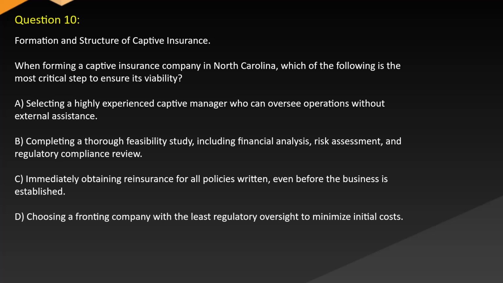Question 10. Formation and structure of captive insurance. When forming a captive insurance company in North Carolina, which of the following is the most critical step to ensure its viability? A. Selecting a highly experienced captive manager who can oversee operations without external assistance. B. Completing a thorough feasibility study including financial analysis, risk assessment, and regulatory compliance review. C. Immediately obtaining reinsurance for all policies written even before the business is established. D. Choosing a fronting company with the least regulatory oversight to minimize initial costs.